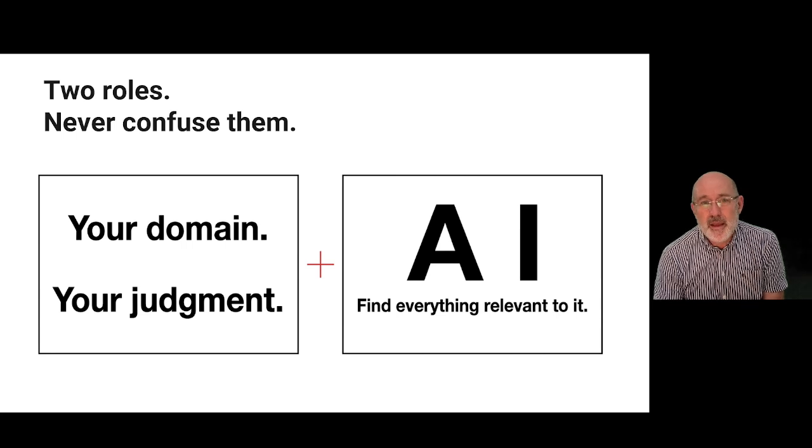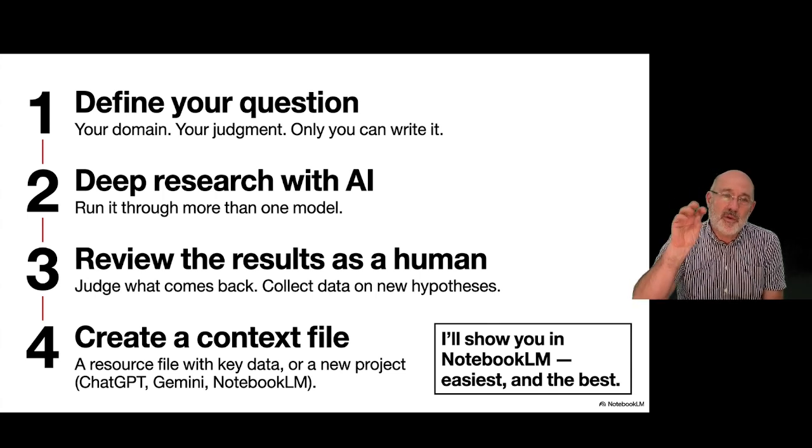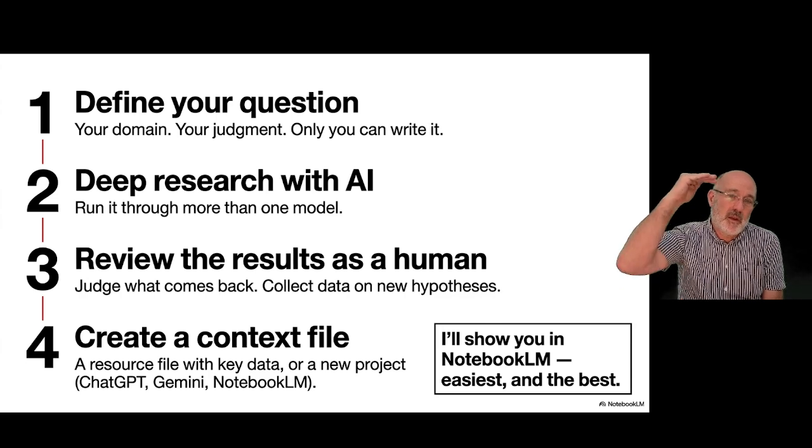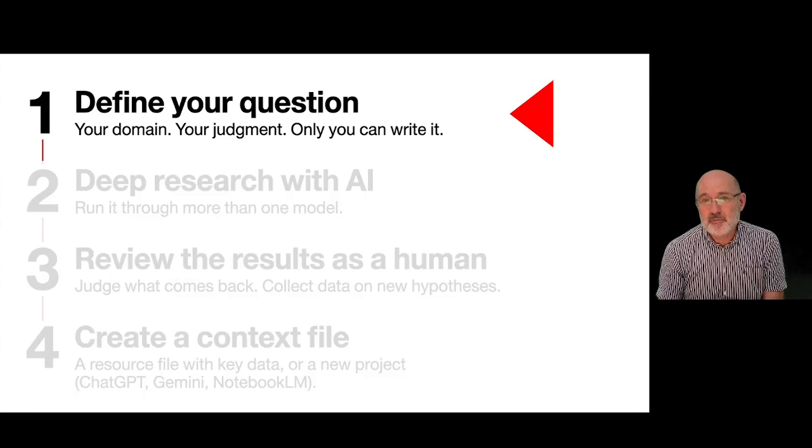Now, there are 2 roles. You need to be the expert, as we talked about earlier today. It's your domain, your judgment. What you do is you use AI to find the things relevant to it, but it starts with the questions that you ask. We're going to take you through a 4-step process, step by step, about how you become an expert. The first step is defining your question.